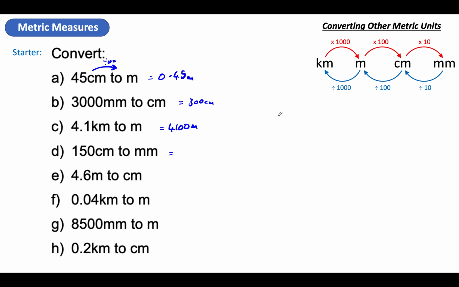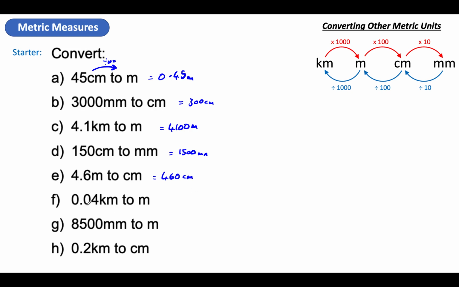Centimeters to millimeters. I get 10 millimeters for every centimeter. So I times it by 10, I make it 1 place bigger. 4.6 meters into centimeters. Well, for every meter I get 100 centimeters. So I'm going to make it 2 places bigger, times it by 100. So there we go, 2 places bigger, 460 centimeters.